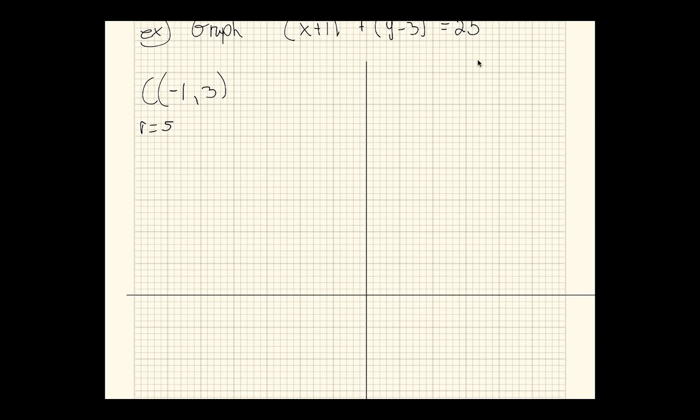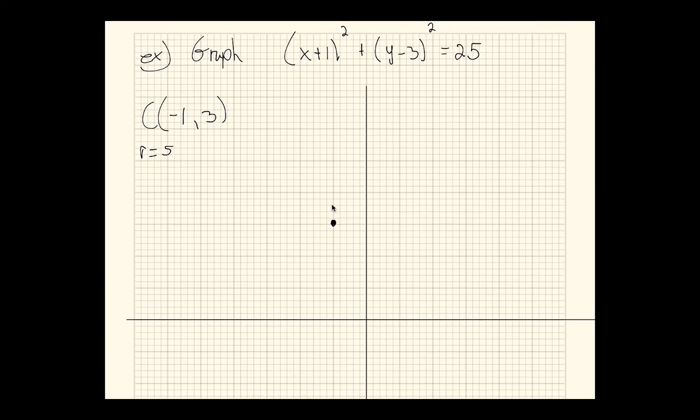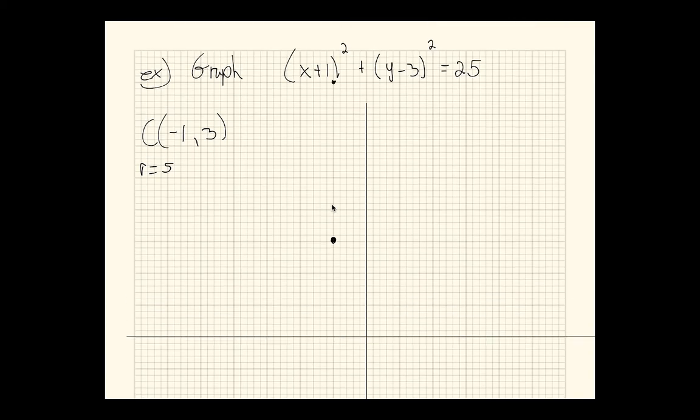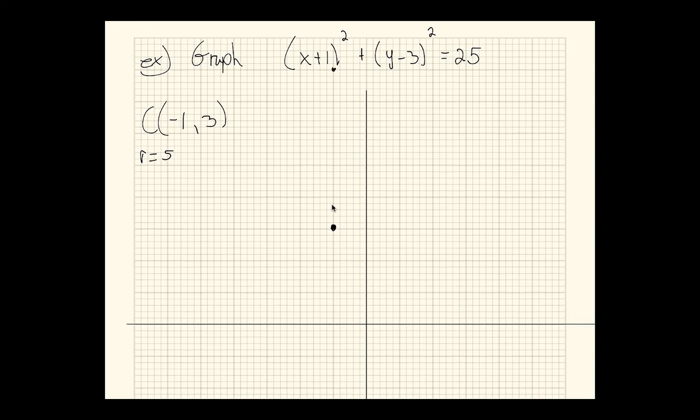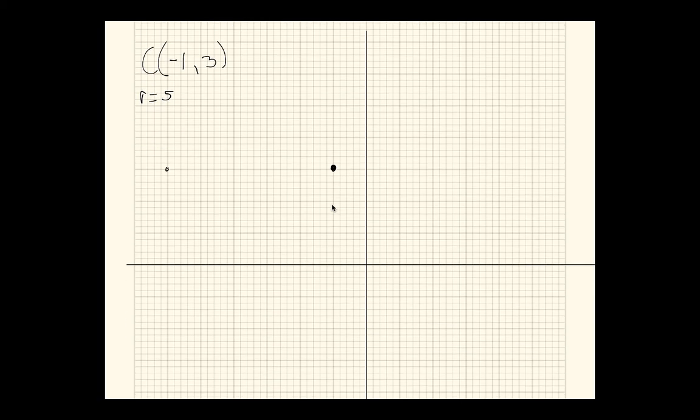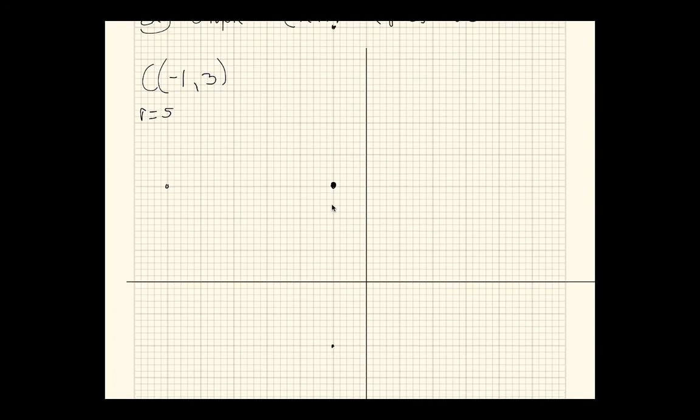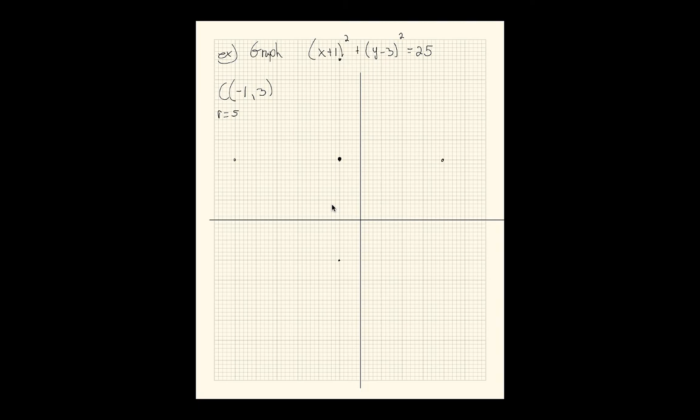So let's plot the circle. -1, 3. Here's my center, and when we're graphing, I like to go 5 up, 5 down, 5 left, 5 right from the center and make our points. 1, 2, 3, 4, 5 up here, 5 to the left, 5 down, and 5 to the right. Connect those in an arc.